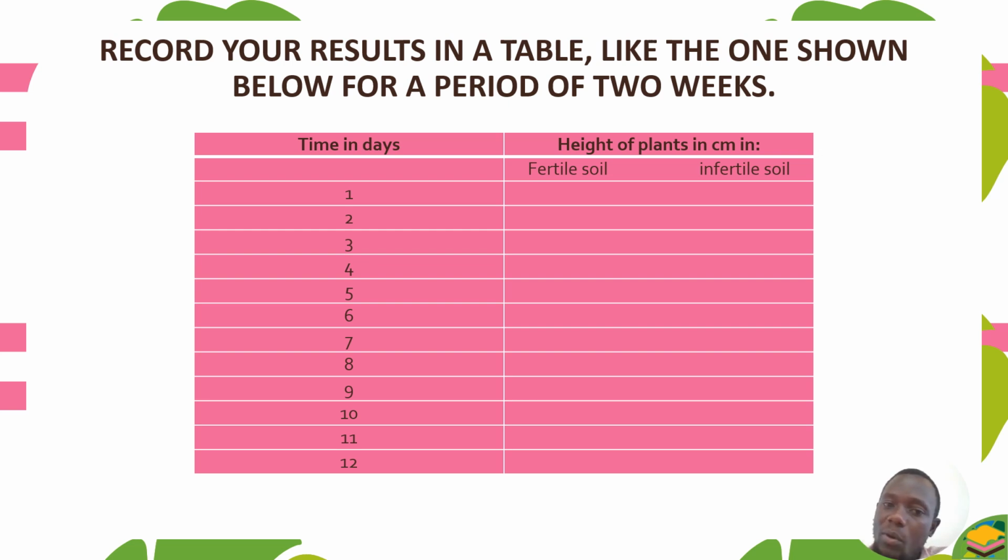This table has time in days, from day number 1 up to day number 12. Then we have two pots, fertile soil and infertile soil. We have to record the heights of the plants in each pot on a daily basis.